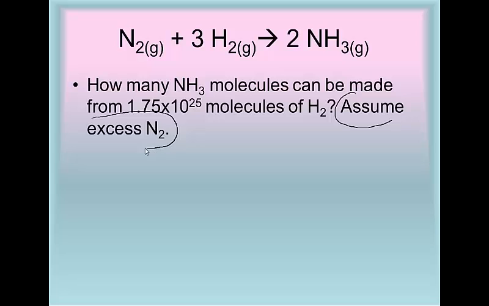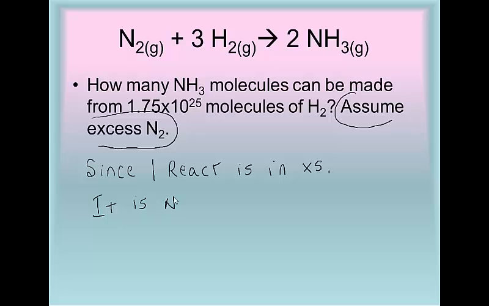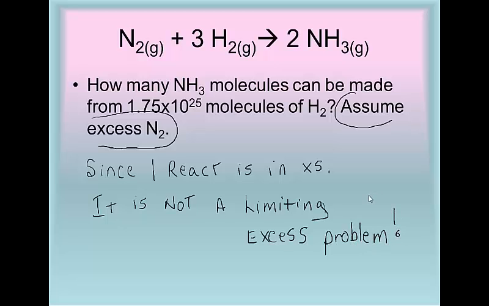Assume excess nitrogen gas. Since one of the reactants is in excess, it is not a limiting excess problem. So I like that. There's less work. So it is not a limiting excess problem. All right, so this is going to be a nice snap.